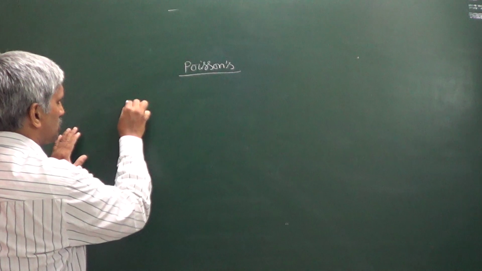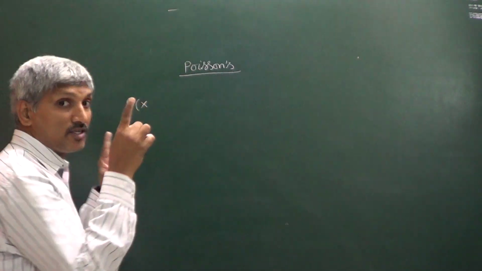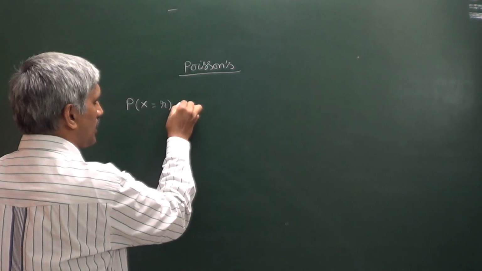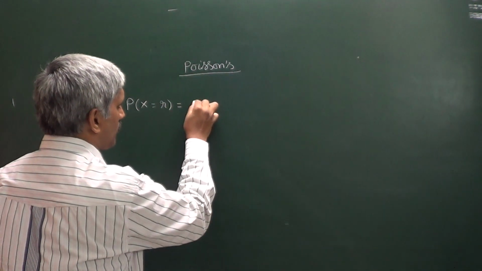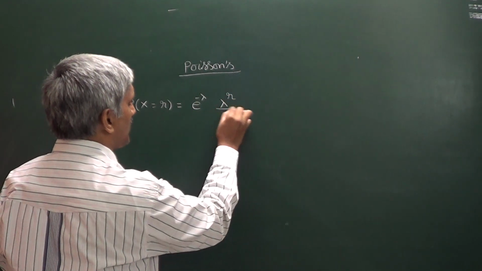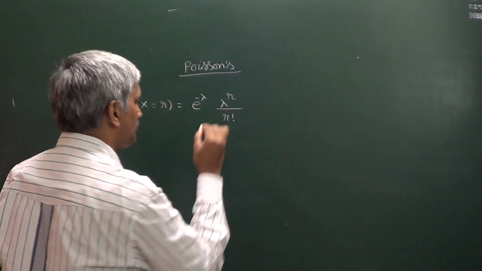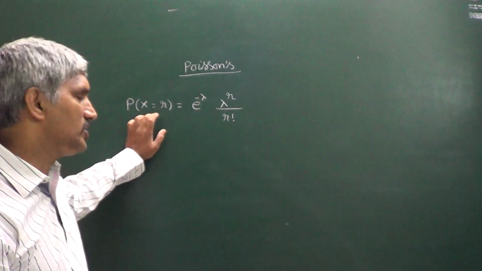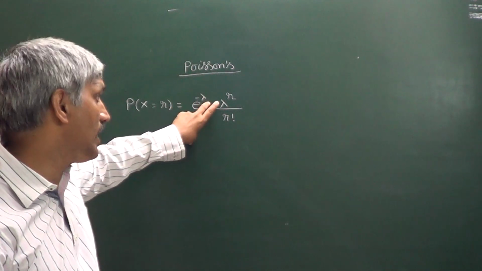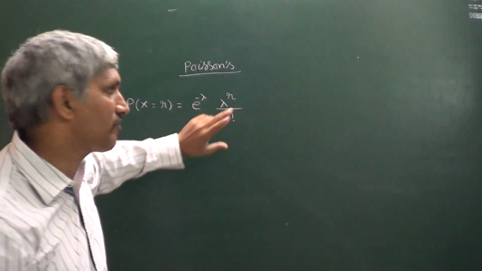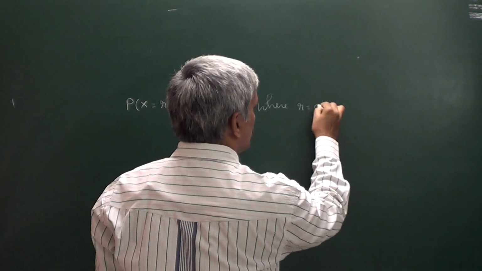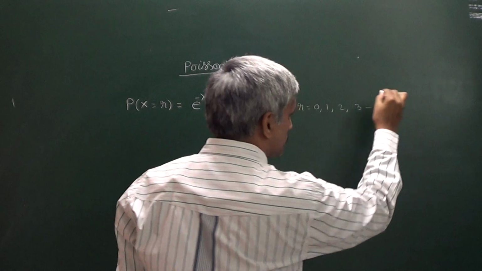So X is said to follow Poisson's distribution if P of x equals r is equal to e power minus lambda into lambda power r divided by r factorial, where r equals 0, 1, 2, 3 and so on.